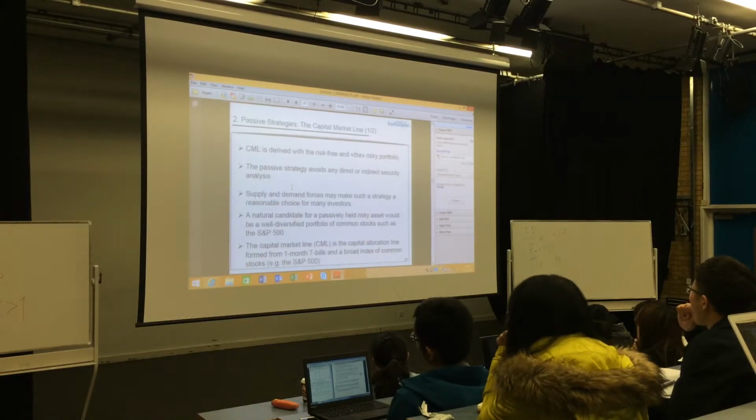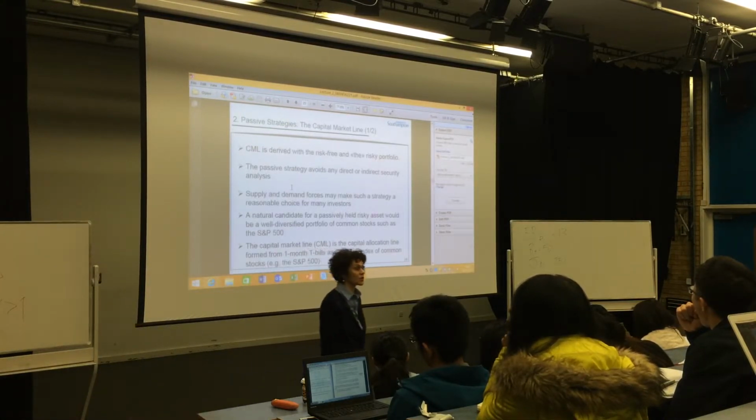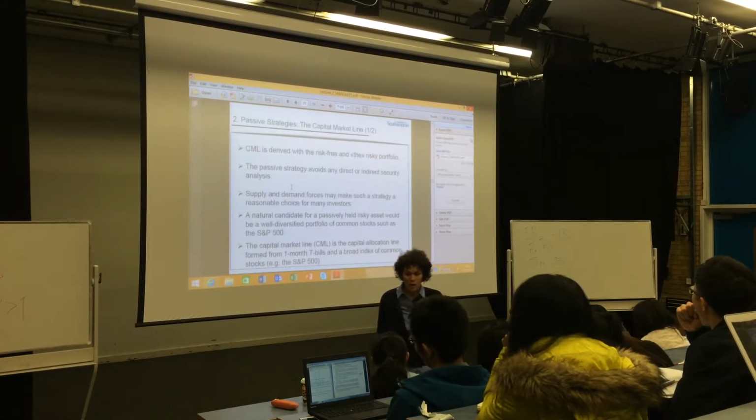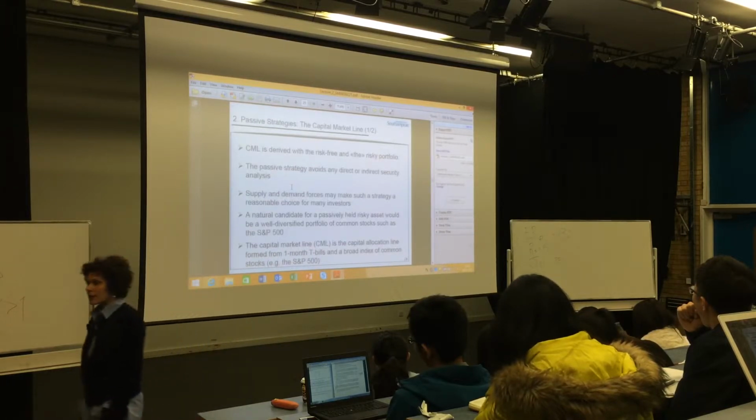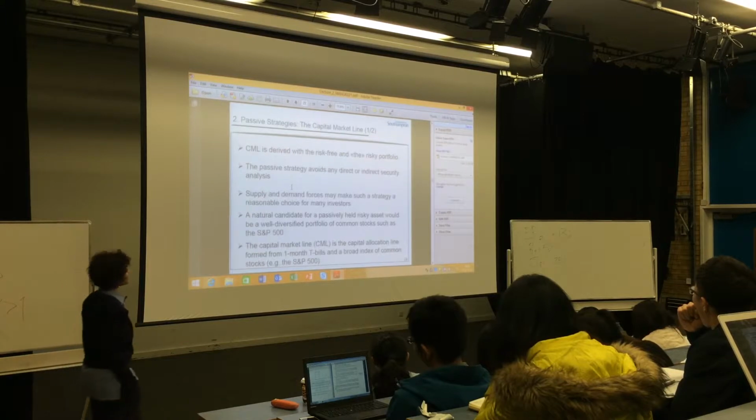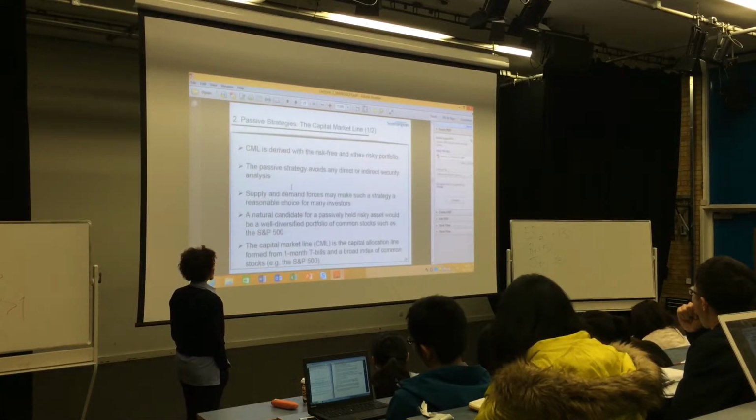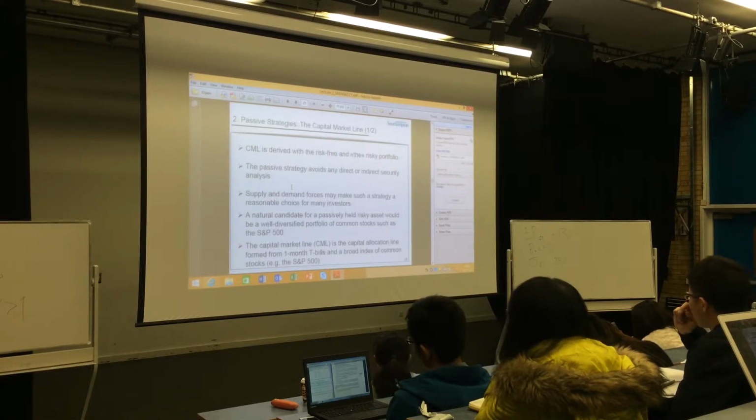Okay, capital market line. Before we were speaking about the capital allocation line; with the capital market line, again, we are referring to the passive strategies. If you remember from this morning, passive strategies are strategies that replicate a stock market index. This means no analysis of the securities.